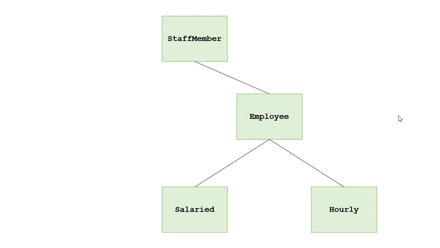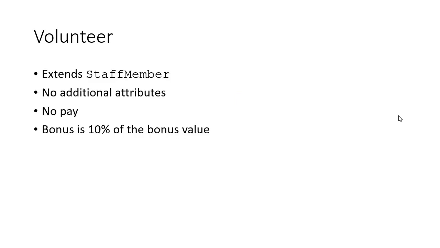The next staff member that we're going to create is going to be a volunteer class. Now, the volunteer isn't an employee because they don't have pay, they're not going to pay taxes and so forth, but they are a staff member. So the volunteer class will extend staff member, not employee. The volunteer doesn't have any additional attributes. We don't keep track of their pay or number of hours because they don't get any pay.